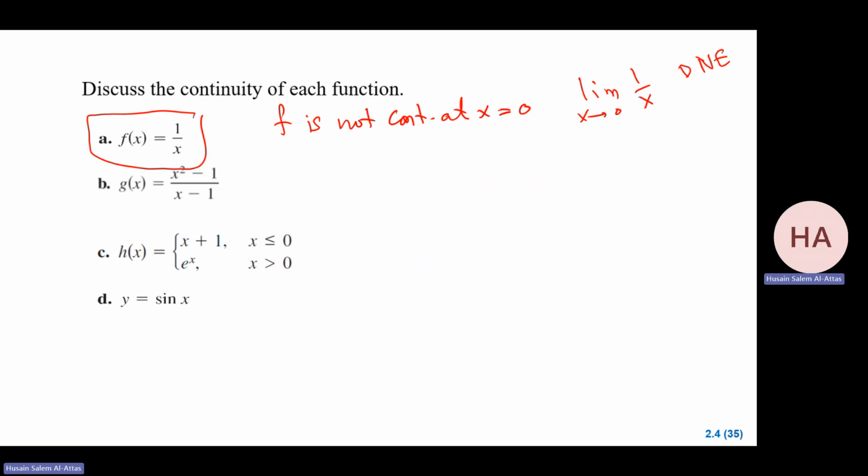It will go either to infinity or minus infinity. From the right it goes to infinity, from the left it goes to minus infinity. So the limit does not exist. So we say it's non-removable discontinuity.